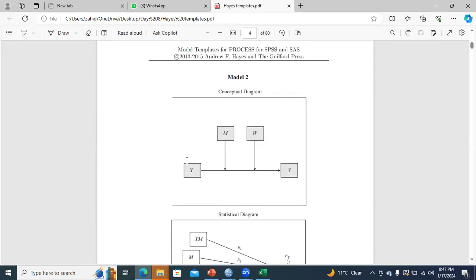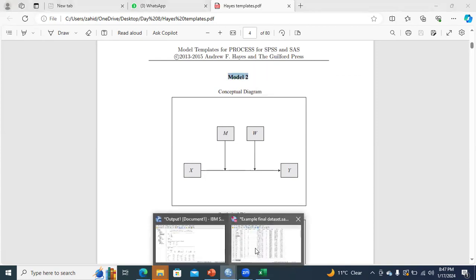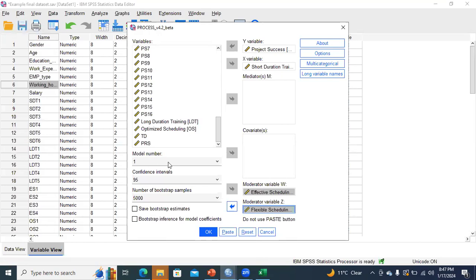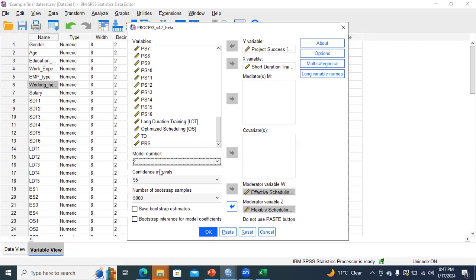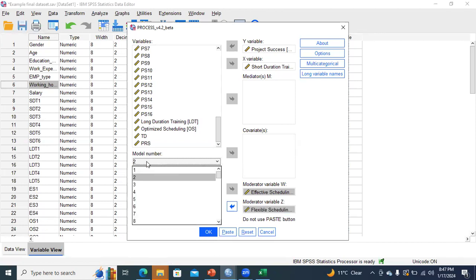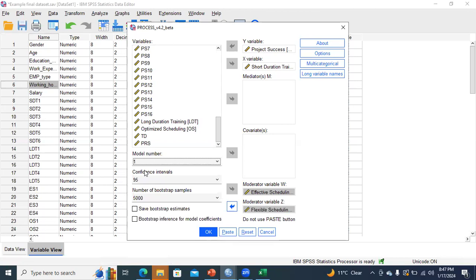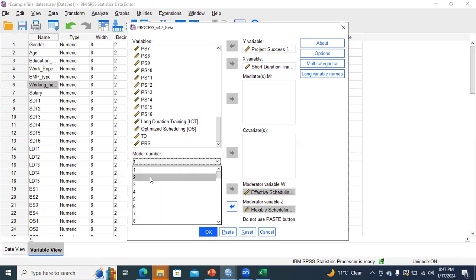If you can see, this is basically model number 2. Here are two moderating variables and both are continuous, so it is model number 2. You need to make changes over here as a model number, so you need to click the second model. If you run this setting with the first model, it will give you an error.